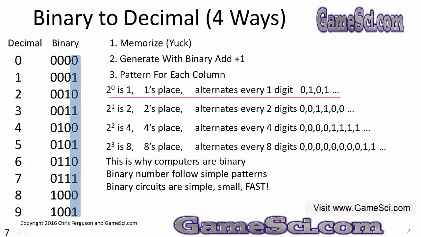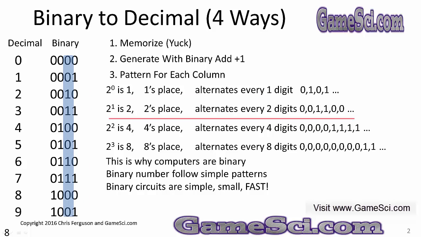There is a pattern for each column. If you look closely, binary numbers follow clear and simple patterns. I've highlighted in blue here the first column, or the 0 column. 2 to the 0 power is 1, and we call this the ones place. If you look closely, it alternates every one digit. If you look down the sequence here, what do we have? We have 0, 1, 0, 1, 0, 1. In the ones place, the binary digits alternate every one.